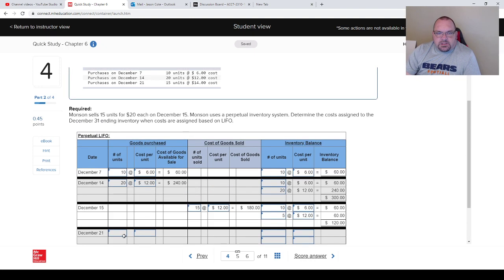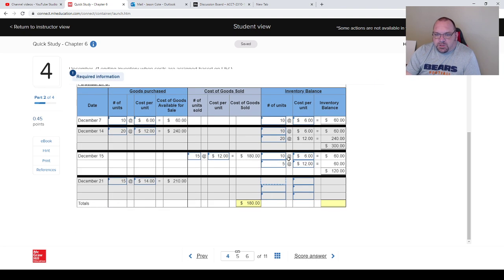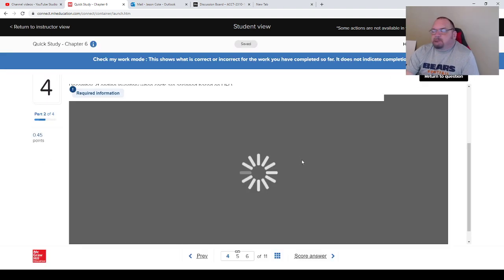Then our last purchase, we've got 15 units, $14 a piece. So what's in the inventory? Well, we got the 10. I'm looking right here, right? So the 10 at $6 a piece. Then there's 5 left at $12 a piece. And then this purchase that we just made right here, 15 at $14 a piece. All right. So that should be number 2, right? Number 2. Or the second method. And number 4, but it's the second method. My bad.